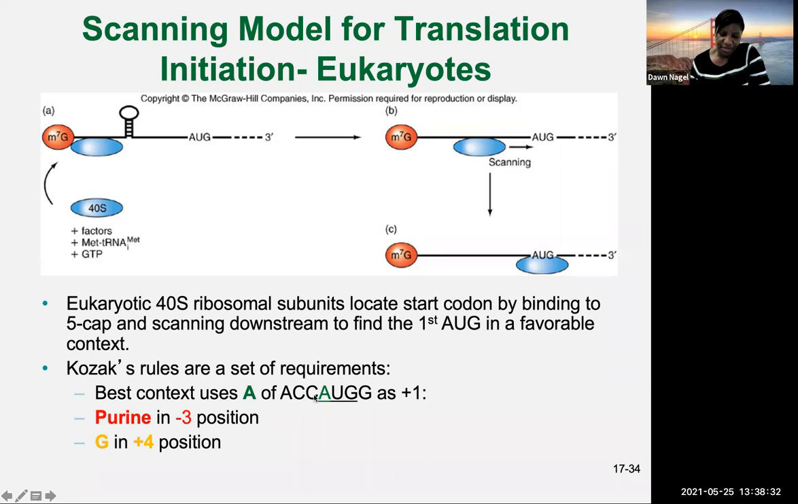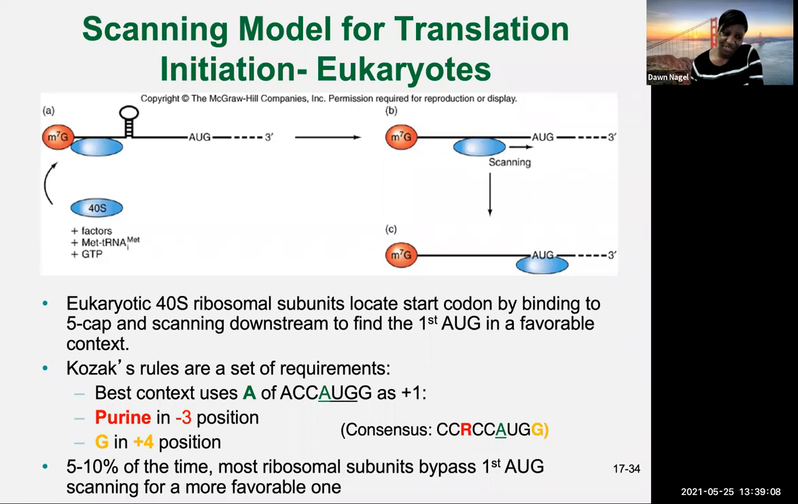downstream of this AUG, they expect a guanine at the +4 position. So this is +1, 2, 3, 4. And also at the -3 position, a purine. So +1, -1, -2, -3. You have this purine at this position. These are the rules. This AUG in this context is what seems to be preferred. These are referred to as the Kozak rules.